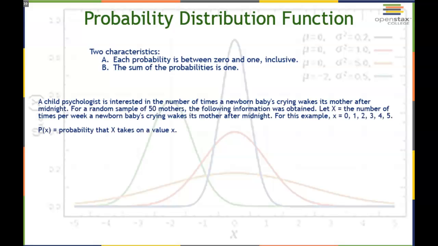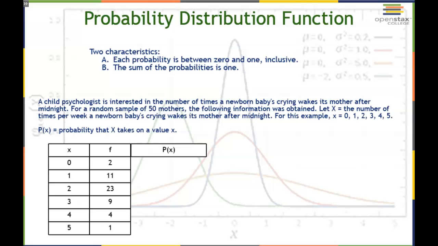A child psychologist is interested in the number of times a newborn baby's crying wakes up its mother after midnight. For a random sample of 50 mothers, the following information was obtained. We're going to let capital X be the number of times per week the baby's crying wakes up the mom after midnight. For this example, little x can be 0, 1, 2, 3, 4, or 5, meaning the number of times they woke him up. So either 0 times, 1 time, 2 times, 3 times, 4 times, 5 times.